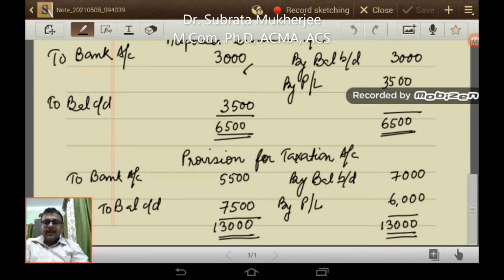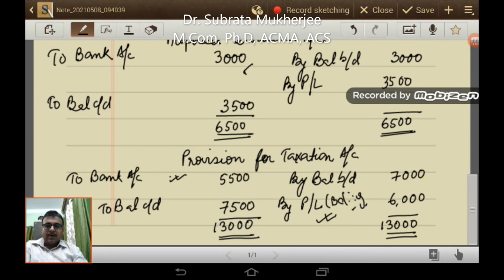The last item in the adjustment is the taxation liability for 2018-19 was settled at rupees 5,500. So I have passed this journal entry provision for taxation account debit to bank 5,500 and the other journal is profit and loss account debit to provision for taxation. This is the final balancing figure of rupees 6,000. So profit and loss account debit to provision for taxation rupees 6,000. So regarding the payment of tax of rupees 5,500 I will place it in the application side of the fund flow statement and regarding this rupees 6,000 I will place it in the profit and loss account.